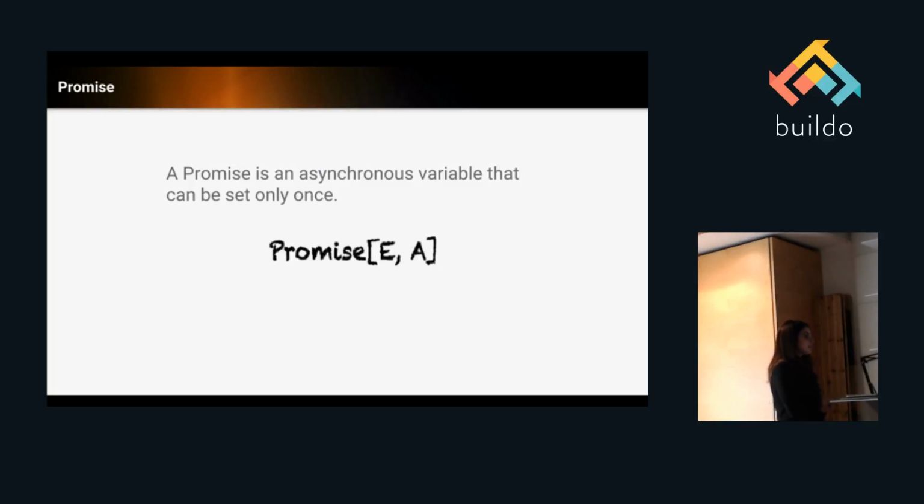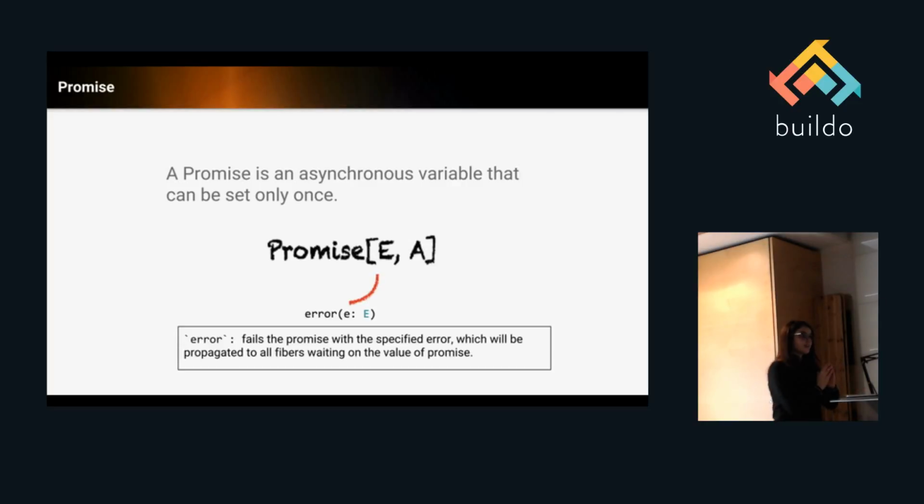And here is another data structure built on ZIO, which is called promise. It is an asynchronous variable, like ref. A ref is a variable, but promise is an asynchronous variable. And also you can set a promise only once.